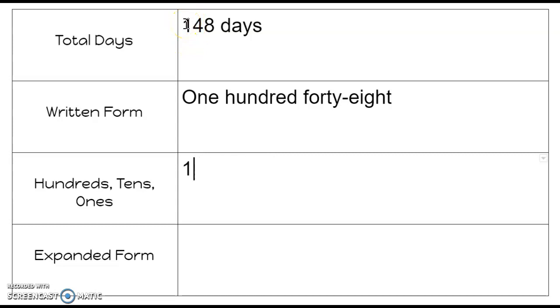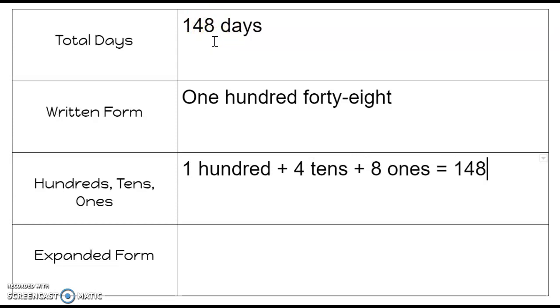Oops, I don't need to do it like that. Silly me. 100. Oh, I was right. Oh my goodness. 100 plus how many tens? 4 tens plus how many ones? 8 ones equals 148. Whew.